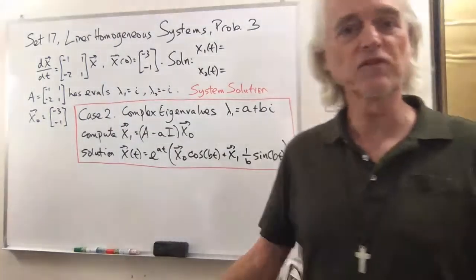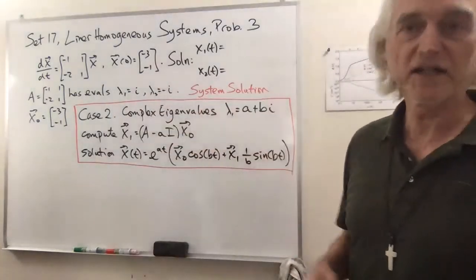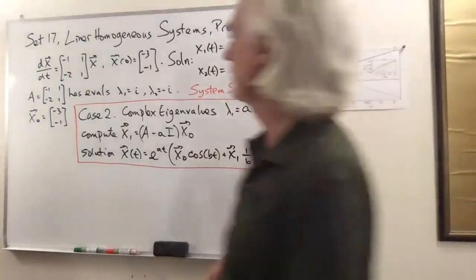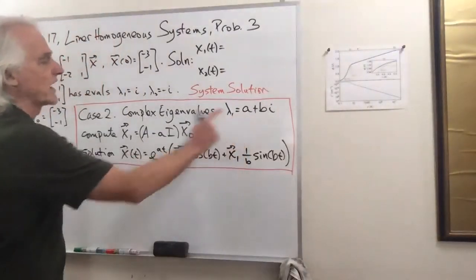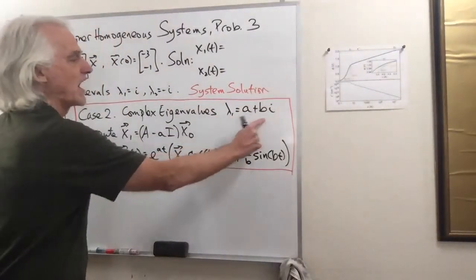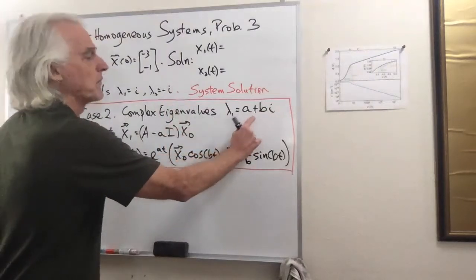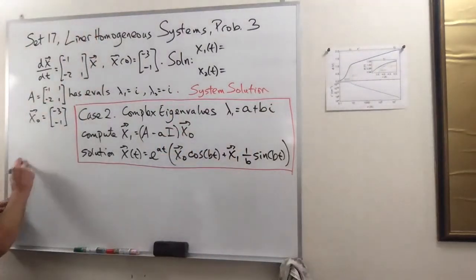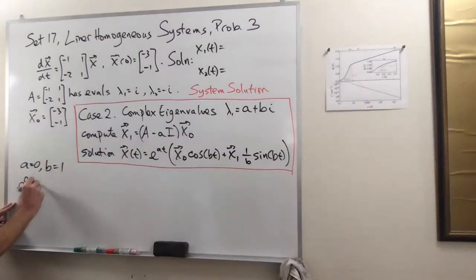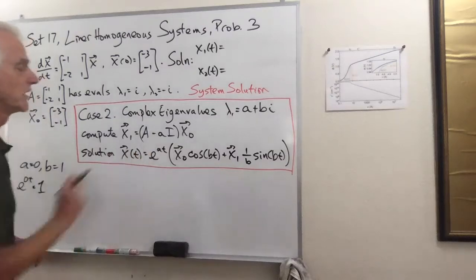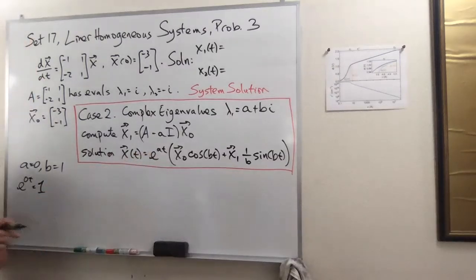We've found before that the eigenvalues are plus or minus i, so we can just carry on here. Since the eigenvalue lambda 1 is i, that's 0 plus 1 times i, lambda 2 is 0 minus 1 times i. So we have a is 0 and b is 1. By the way, e to the 0t is just going to be 1 in this case.